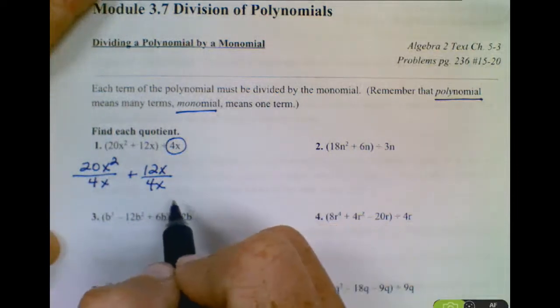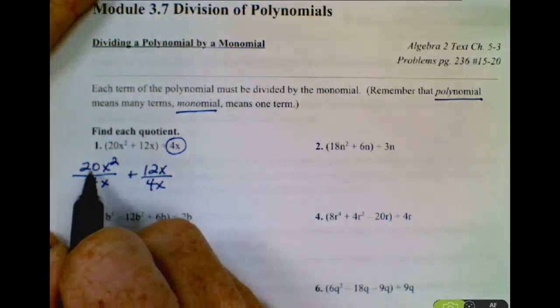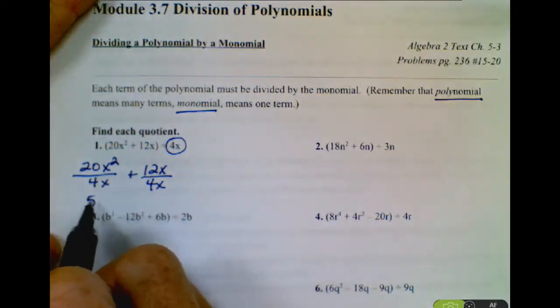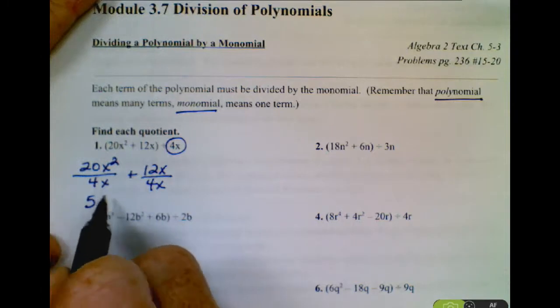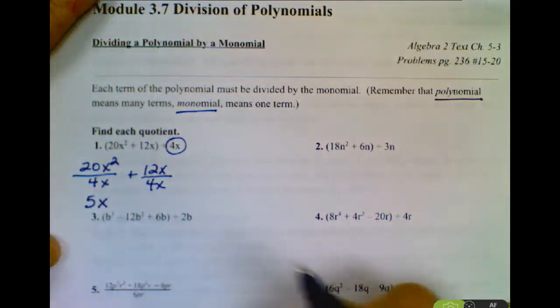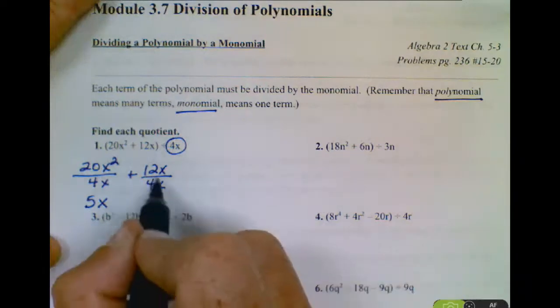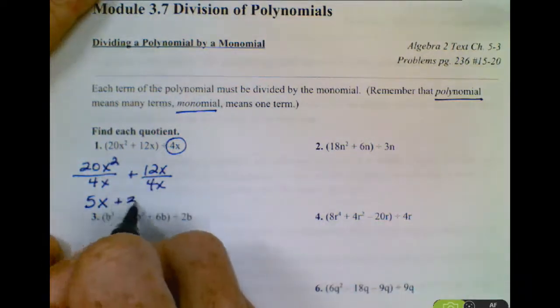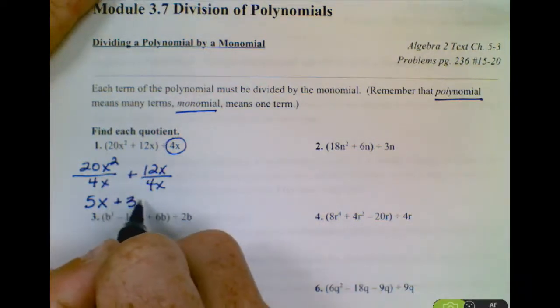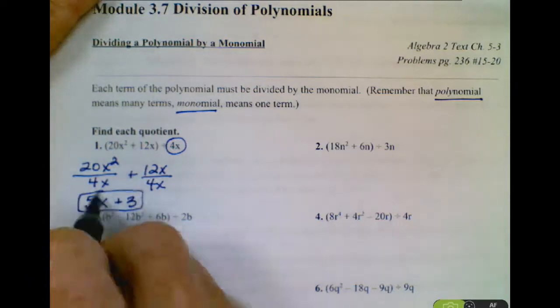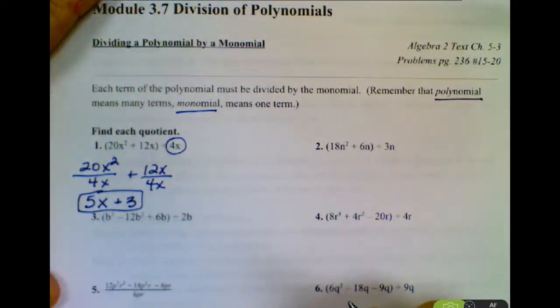So if I do that, 20 divided by 4 would be 5. I have more x's on the top than I do on the bottom by 1. So 20x squared divided by 4x would be 5x. And 12x divided by 4x would be 3. So if I do that, my answer would be 5x plus 3. Okay.